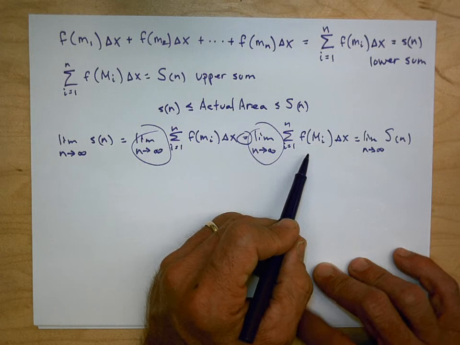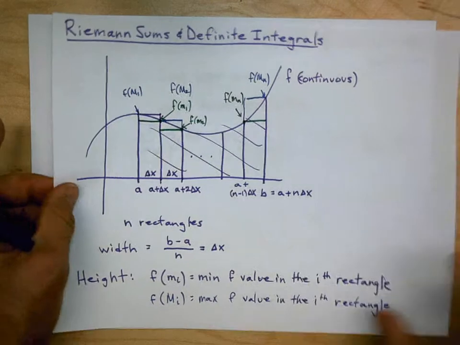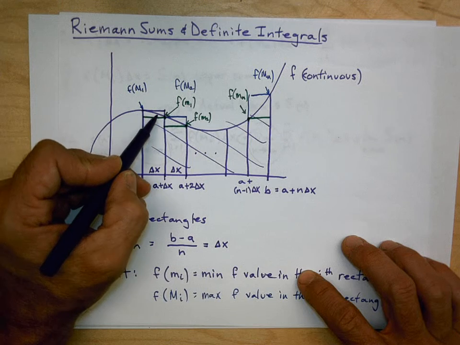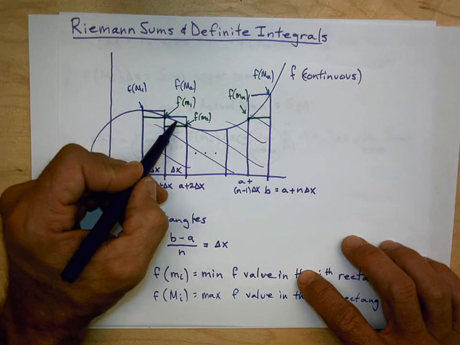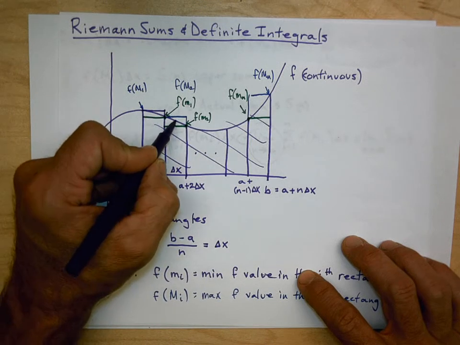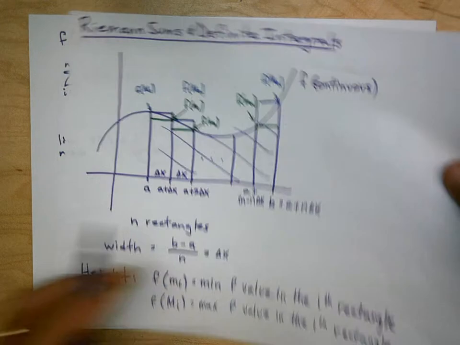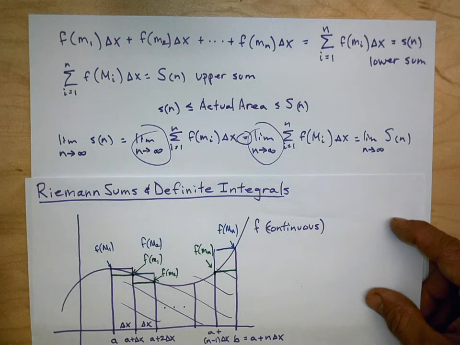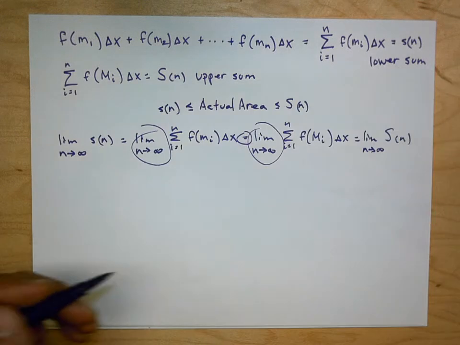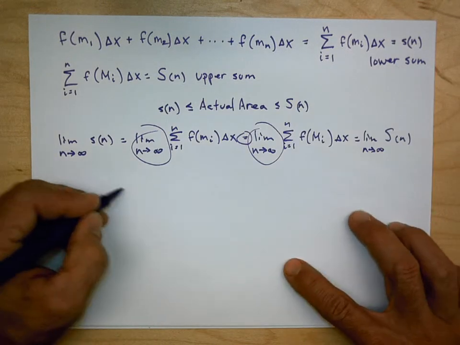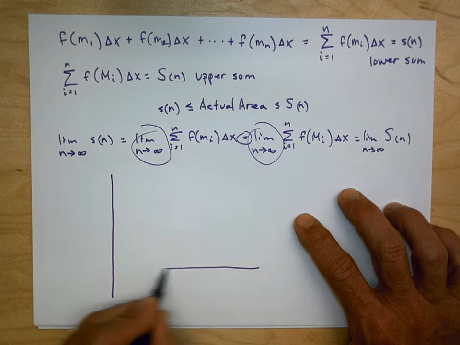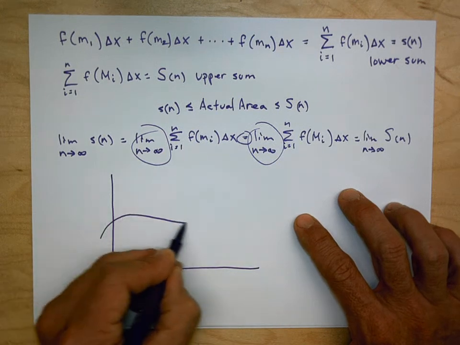It doesn't matter if we pick the smallest spot or the biggest spot or some arbitrary spot in between. In other words, we just need a sample point somewhere in the interval, because ultimately when we take the limit, it's all going to be the same. So let's redefine our picture here very quickly. We had something that looked like this.